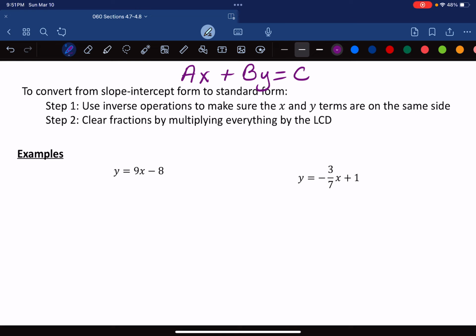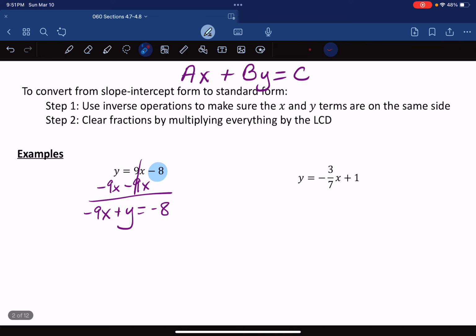Since I want x and y on the same side, this time I'm isolating my constant, my number without a variable. So I'm isolating my 8, which means I'm going to subtract 9x from both sides, because I want my x and my y on the same side. And notice I put the x first and then the y because that's how it is in standard form. And I'm done. There's standard form.